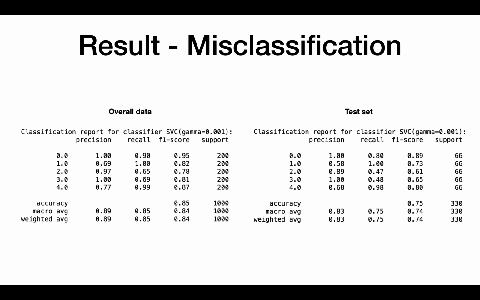And this is the result on my classification. The left side is the misclassification of the overall data. And we can see that for class 0 and class 2 and class 3, almost every image is classified very well. However, the class 1 and class 4, they may be misclassified a bit.